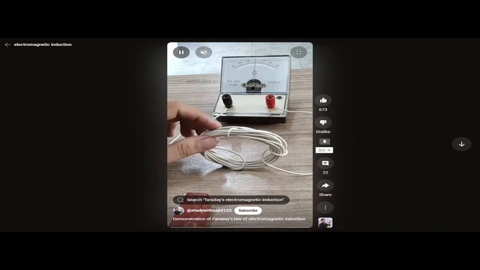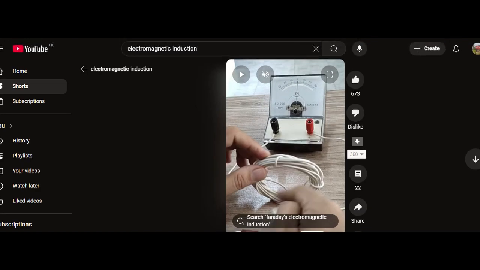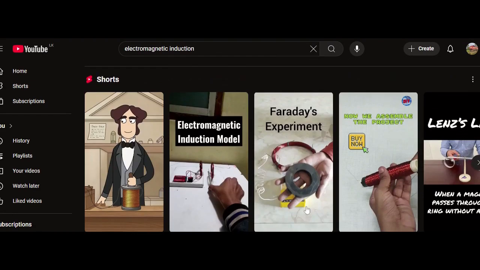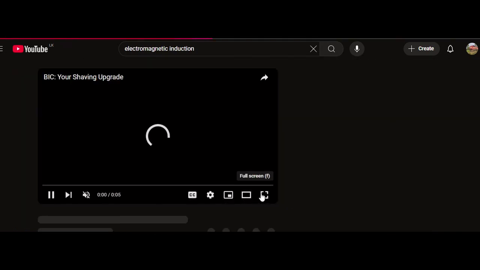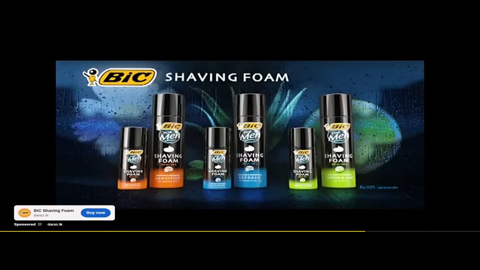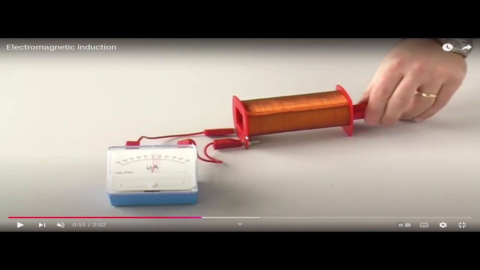If you just type electromagnetic induction in YouTube, you will see a lot of similar videos. And this is another quite similar one. You can see this is a coil, and here is again a micrometer. Only micro range currents can be measured using this micrometer. And see what happens when the magnet is moved towards or away from it.